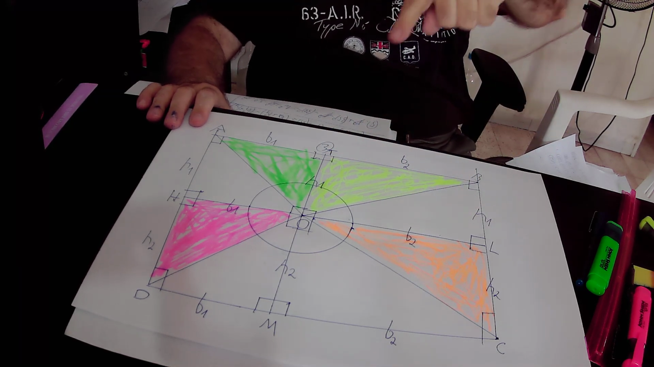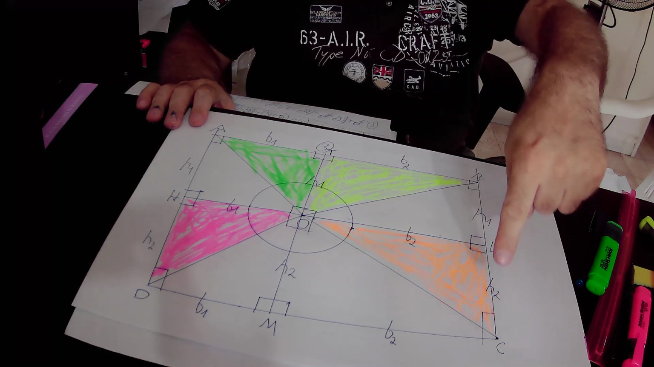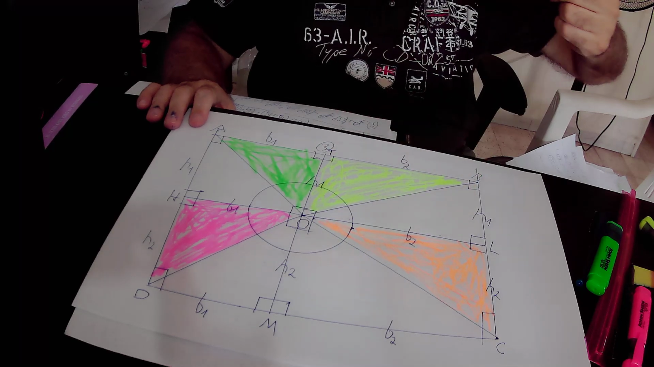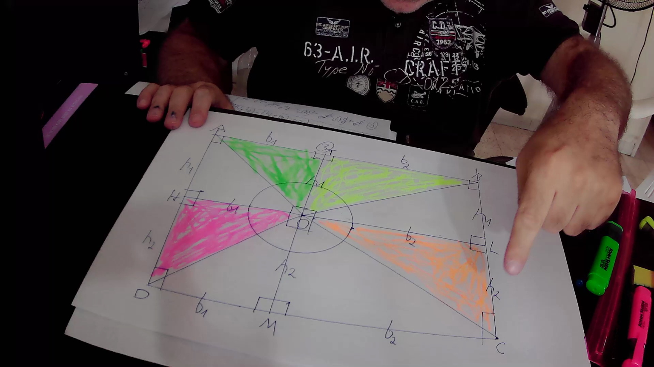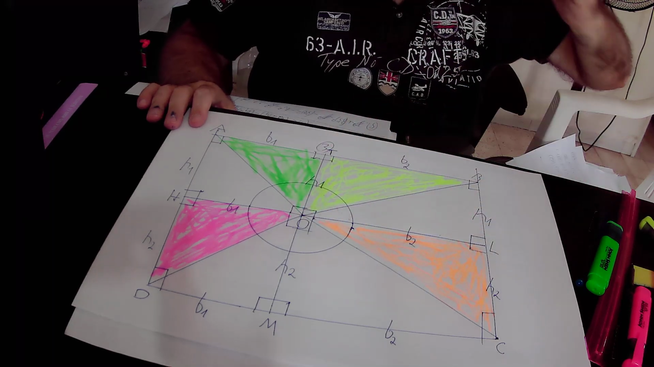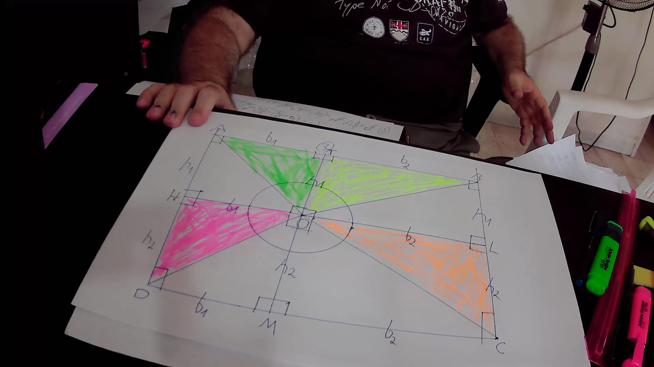And finally, in quadrilateral OLMC, we have 1, 2, 3 right angles. Therefore, the fourth angle must also be equal to 90 degrees. Therefore, quadrilateral OLCM is a rectangle. So inside the big rectangle ABCD, we have 4 small rectangles.